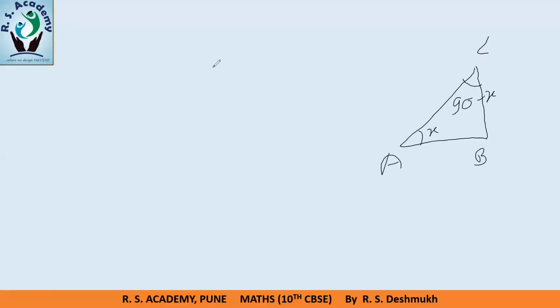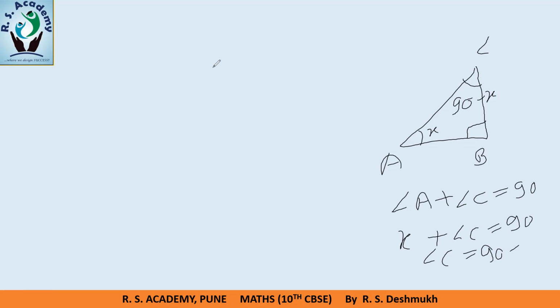Why? Because the addition of three angles of any triangle is 180. If this is 90, that means if angle B is 90, angle A plus angle C should be equal to 90. If I consider angle A as X, then what will be angle C, my dear friends? Angle C will be equal to 90 minus X. So these are called the complementary angles.